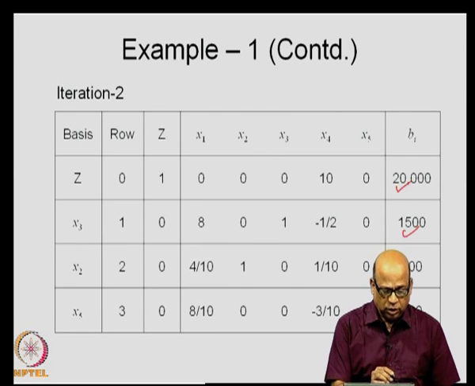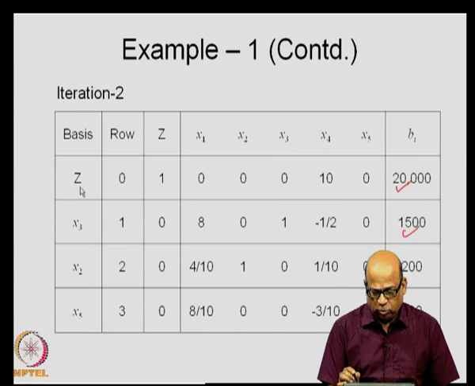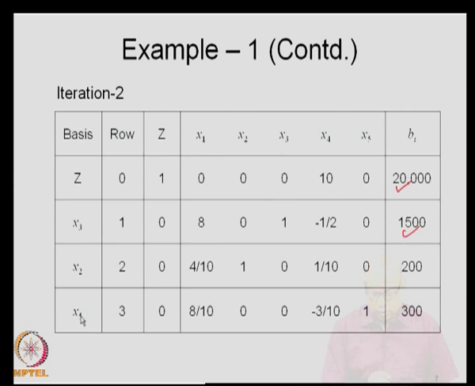What is the optimal solution? The optimal solution is z is equal to 20,000, x 3 is equal to 1500, x 2 is equal to 200 and x 5 is equal to 300. And of course, x 1 will be equal to 0 and x 4 is equal to 0, which are non-basic variables. So, this is the solution that you obtain.